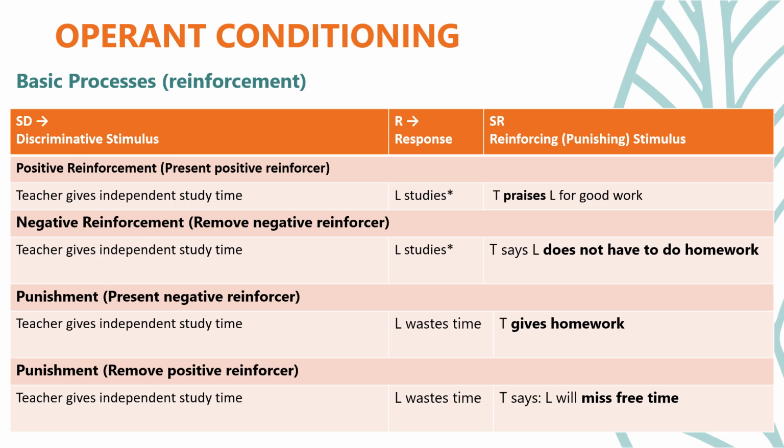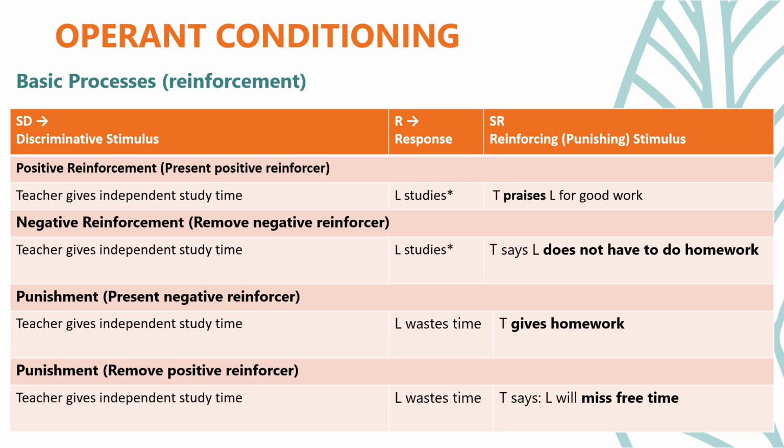In another example, the teacher gives independent study time. Again, the student studies. The teacher says L does not have to do homework. So this is removing the negative reinforcer. The reinforcer is removed and that is negative, which means the child does not have to do the homework. To sustain this not having to do the homework, the child may do the wanted behavior more frequently.